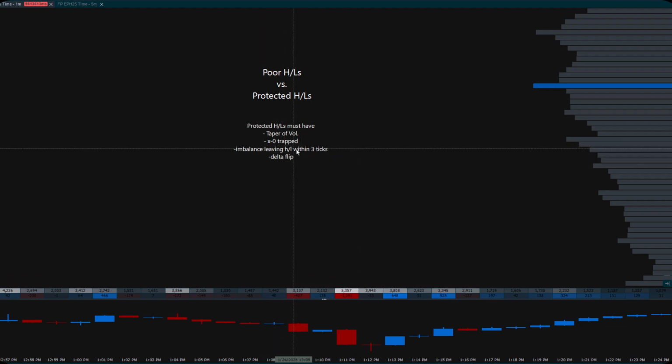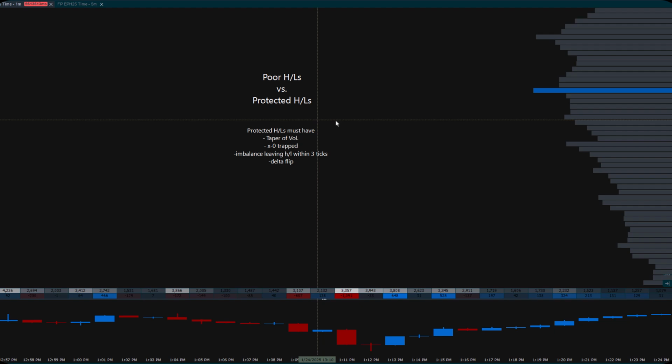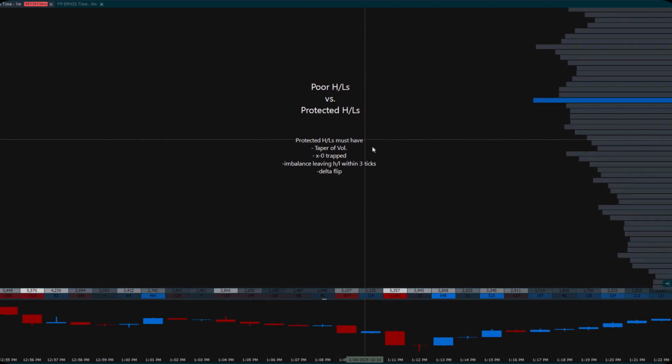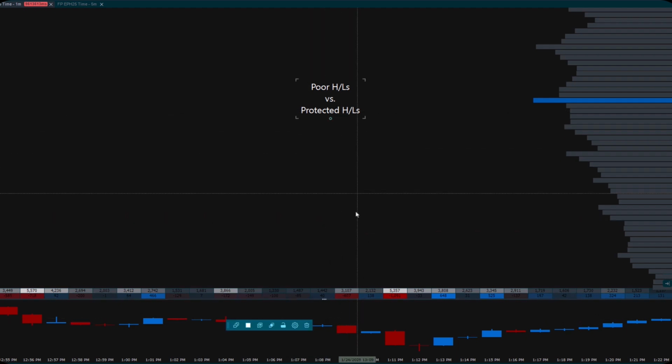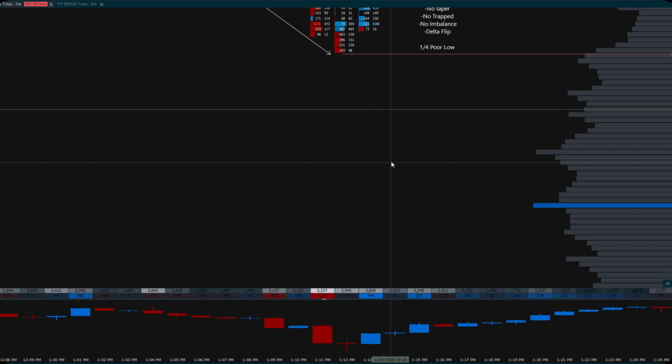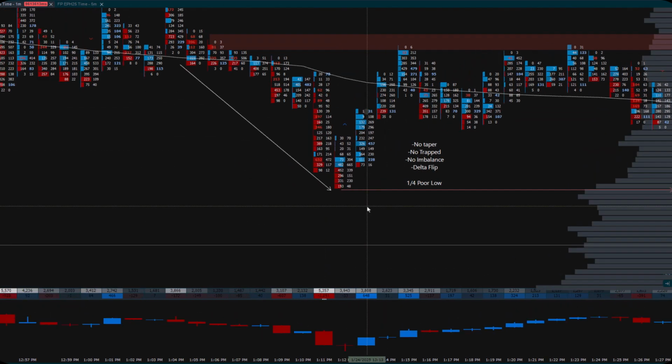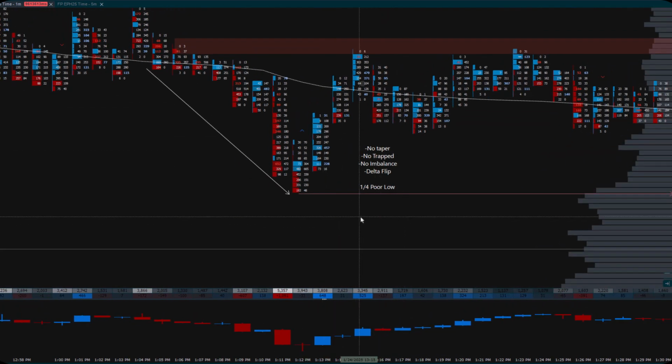You want to see an imbalance leaving that high or low within the 3 ticks. And you also want to see the delta flip. Alright, so you can take note of this or just remember it. It's not too complicated. Alright, so up here I have an example, and this is actually a trade I took today.